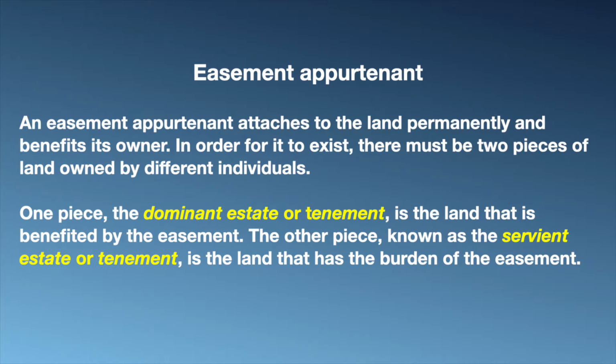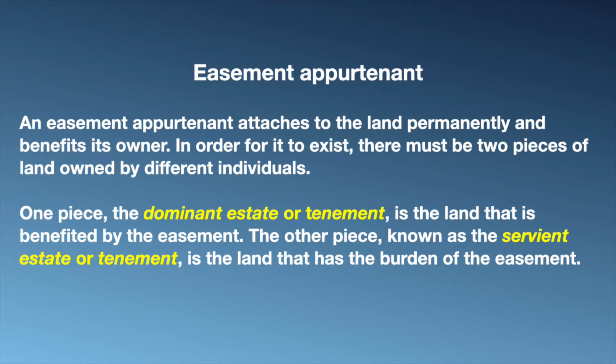Okay. So now we're going to get into these easements. Do they attach permanently to the deed? And who has the right to cross over? What is the term for that? And if you're serving the person, if you have to allow someone to go over your property, what is the term for that, right? So we're going to get into the rules of how we create this easement and then break it down. So an easement appurtenant attaches to the land permanently and it benefits its owner.